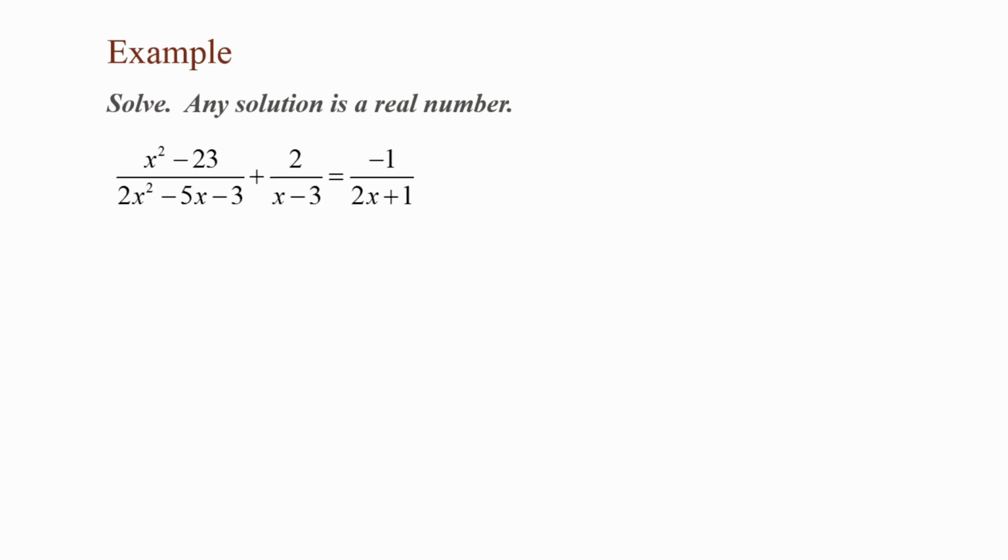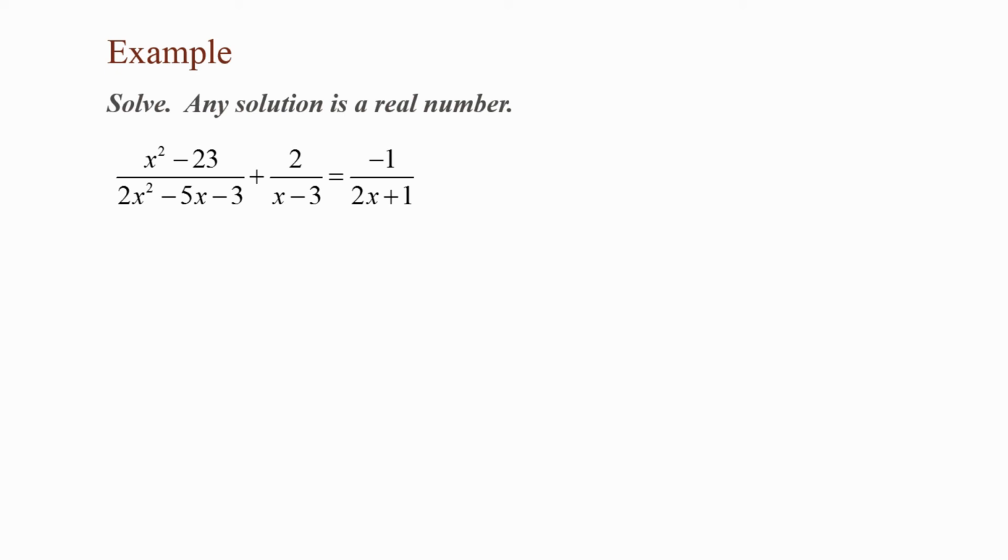In this example, solve. Any solution is a real number. (x squared minus 23) divided by (2x squared minus 5x minus 3) plus 2 over (x minus 3) equals negative 1 over (2x plus 1). First, we want to find our least common multiple, and that will help us find our extraneous solutions.